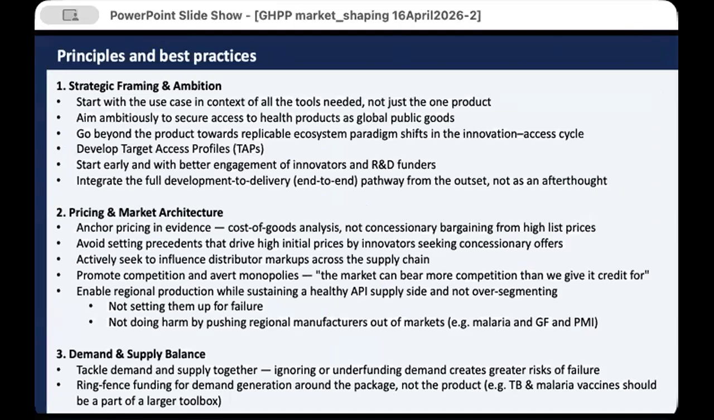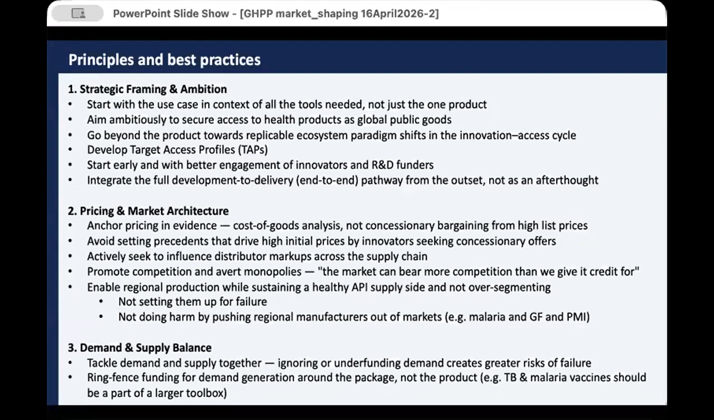So within strategic framing and ambition, there is the very important need, and we heard this from all the global health actors, to focus on the use case in the context of all the tools needed and not just the single product. To aim ambitiously to secure access to health products as a global public good. And we want, as much as possible, these deals, obviously all of us know we can't keep going from one product to the next. We need to bring about a shift in the ecosystem.